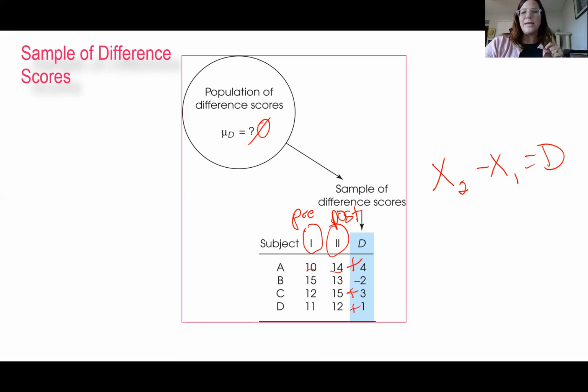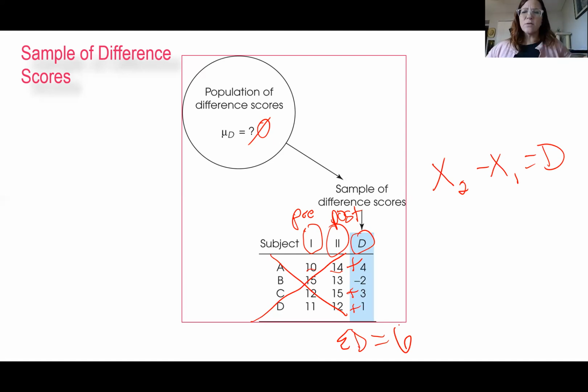And then once we get those differences, we're basically going to ignore the original data and just work with our differences. So that means we're going to add everything up. 4 minus 2 plus 3 plus 1. So 4 minus 2 is 2, plus 3 is 5, plus 1 is 6. So our sum of D equals 6.